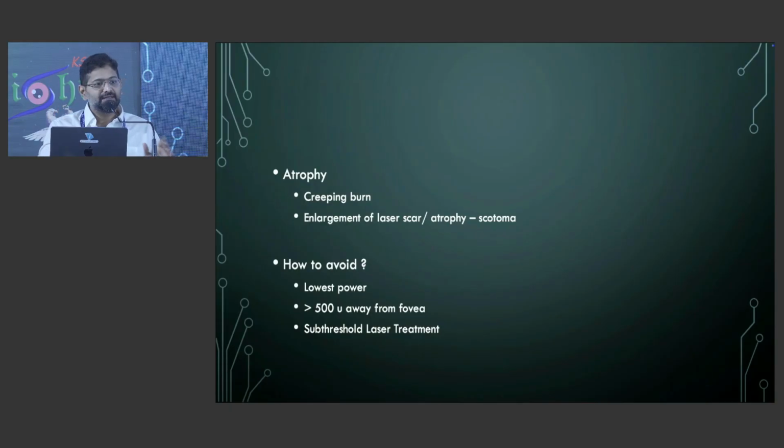And that is when this laser scar actually enlarges and it can cause a scotoma, since it is very close to the fovea. So how do you avoid that? One, like I said, use the lowest power. At least try to do focal laser only when it is more than 500 microns away from the fovea. If it is subfoveal, the best treatment I would recommend is photodynamic therapy, but sadly we don't have that anymore. So subthreshold laser treatment is a better option.